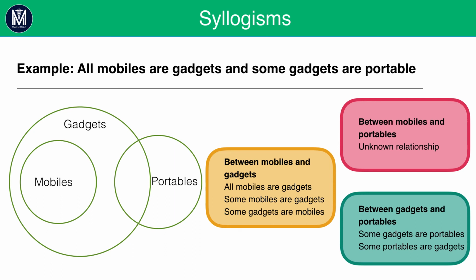All mobiles are gadgets, but remember there are so many other types of gadgets. There are iPods, there are headphones, that sort of thing. Now, how do you know for sure that mobiles and portables have a relationship? We know that some gadgets are portable, but we don't know from that information that mobiles and portables have a relationship. We know in real life, yes, there can be portable mobiles, but from the statement, this can't be deduced at all.